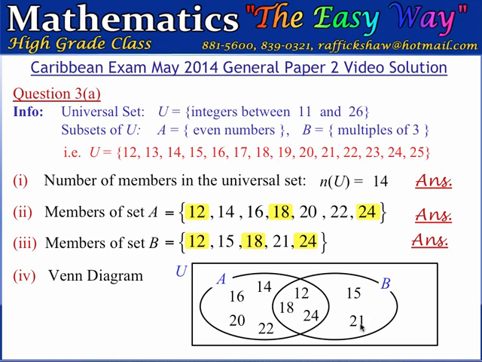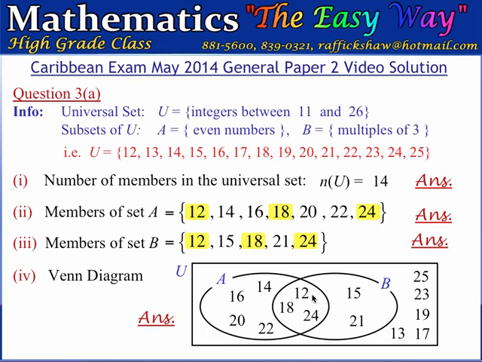These two elements, 15 and 21, are odd numbers that are multiples of 3, and so we want all the other odd numbers that are not yet represented in the Venn diagram. And these are those odd numbers: 13, 17, 19, 23, and 25. And so now our Venn diagram has all the elements represented.